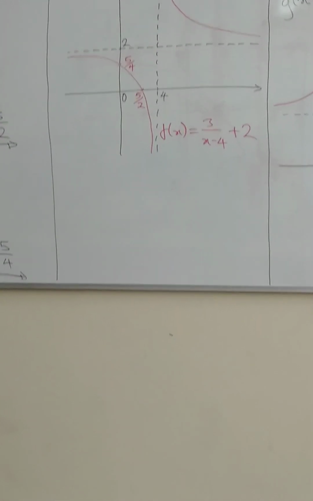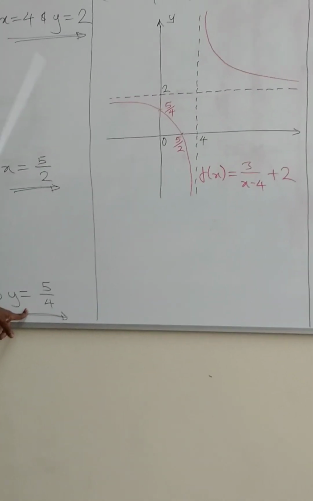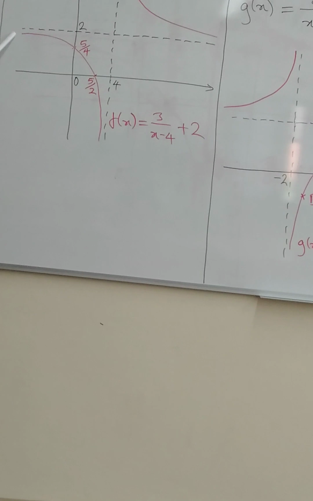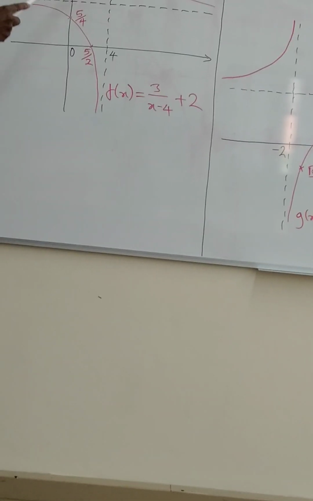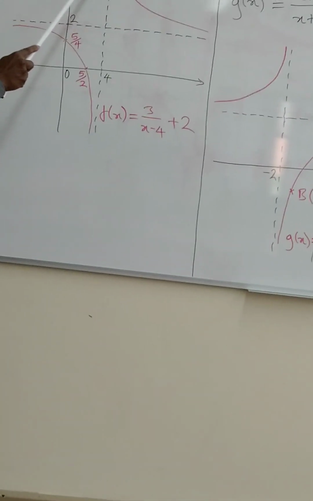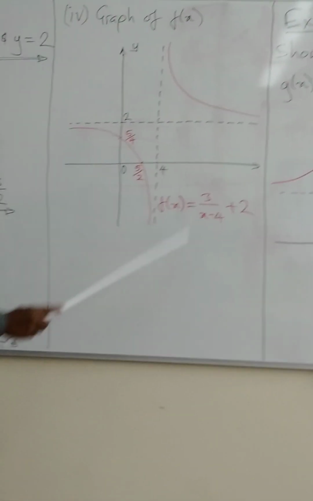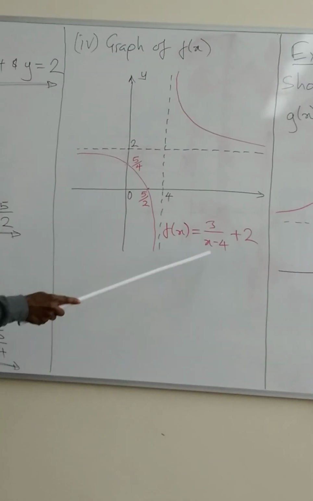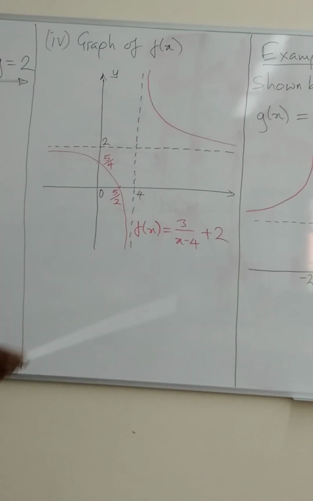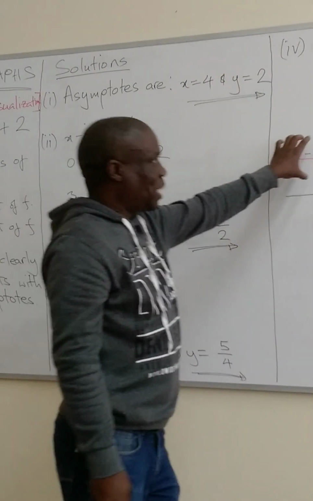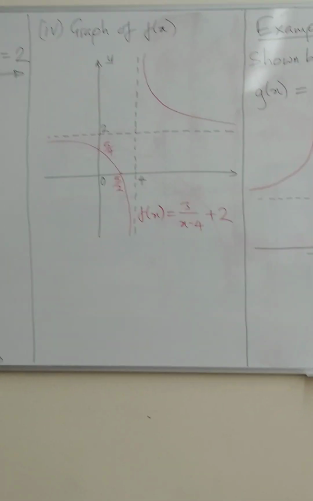Because our function is a hyperbola, it is a broken graph with 2 parts or 2 loops. The first part will pass through those intercepts, so it is represented by this curve here, while the other part is represented by that curve, and these curves don't cut across the asymptotes. So the graph in red is the sketch of the function f of x equal to 3 over x minus 4 plus 2, which answers our question for example 1. So part 4 becomes the sketch of the graph of f of x.